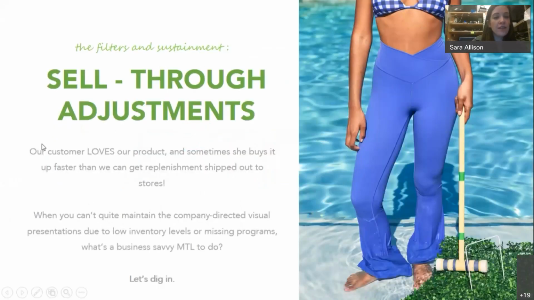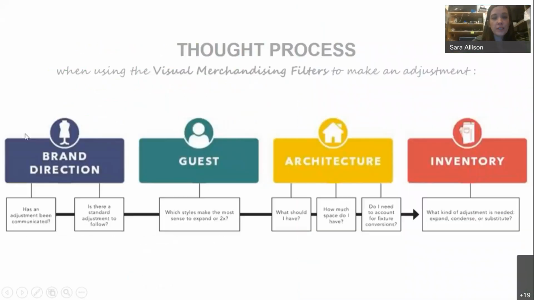Okay. So that is all of our filters content before we get into a little bit of sell-through adjustments. And I think we have 30 more minutes together, right? So what I would love to do is take a minute to see if anyone has any feedback or questions from the first section, and then we might take a 3-minute break to give you a minute to get a drink or use the restroom. So any questions or comments about what we have gone over so far? Any great takeaways? Did you learn anything?